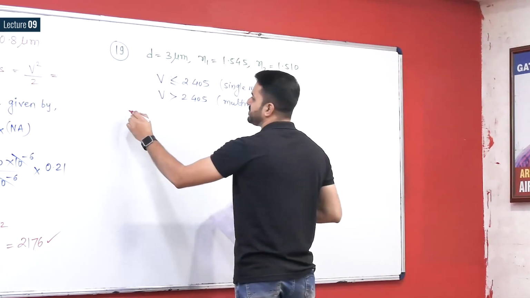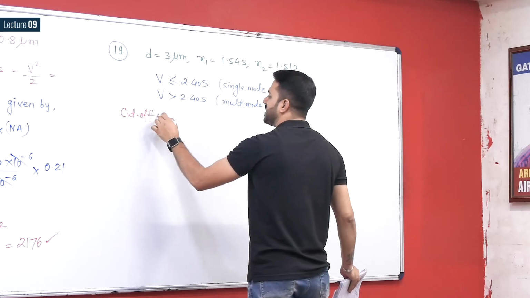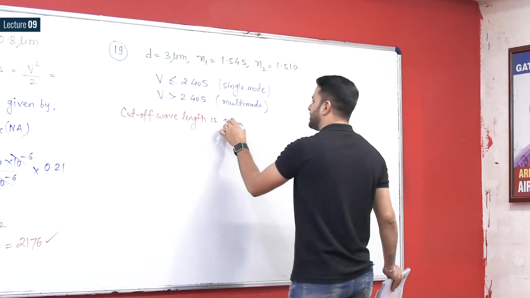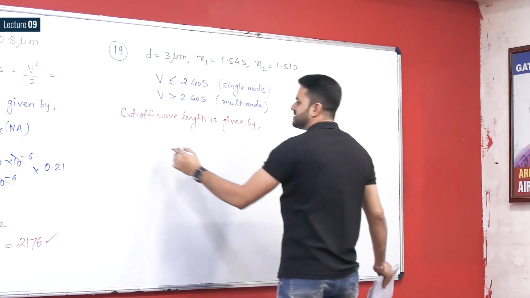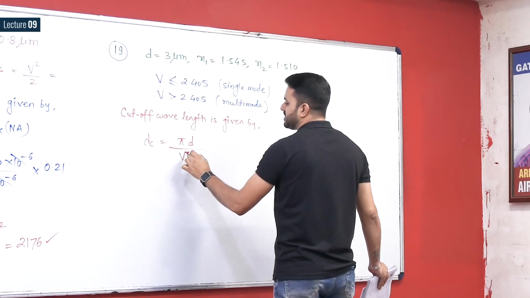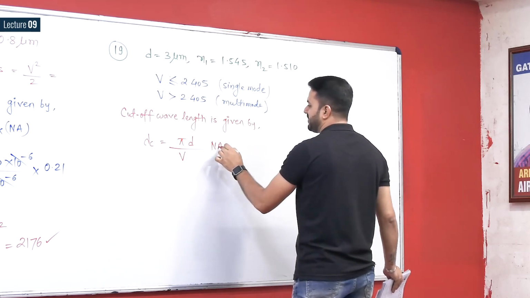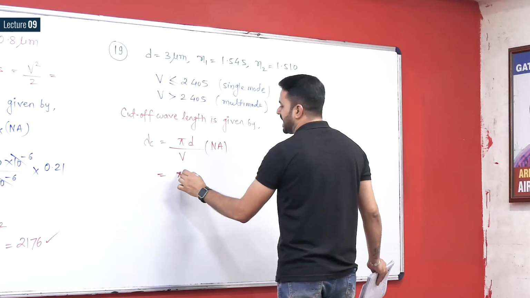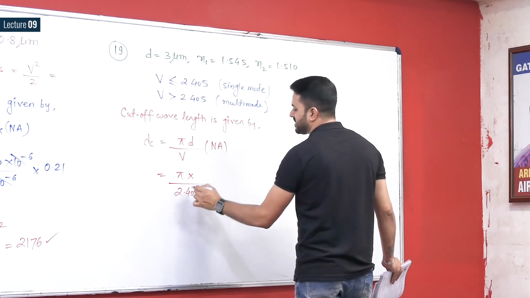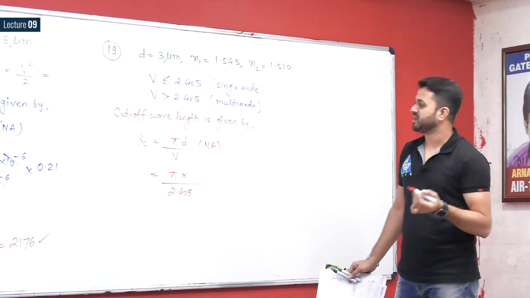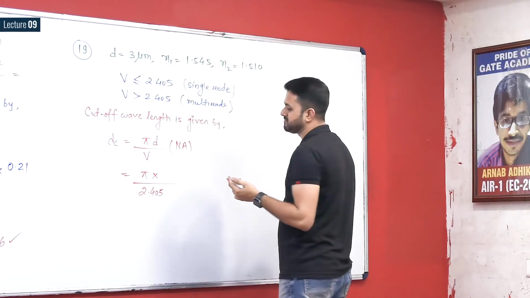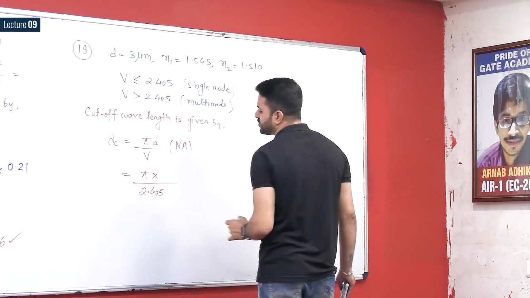So the cutoff wavelength is given by lambda c is equal to pi d upon V into numerical aperture. So the value of V we should select as 2.405, because above this it works in multi-mode and below which it is in single mode, and that is the maximum cutoff corresponding to V equal to 2.405.